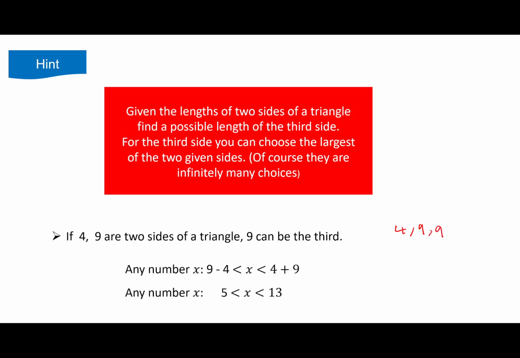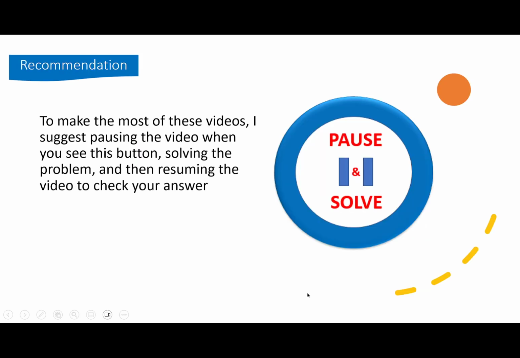If you want to find all the possible answers, x should be less than the sum of these two numbers, 13, and greater than the difference of these two numbers, which is 5. So any number between 5 and 13 would do the work. For instance, 6, 7, etc. Recommendation: to make the most of these videos, I suggest pausing the video when you see this button, solving the problem, and then resuming the video to check your answer.